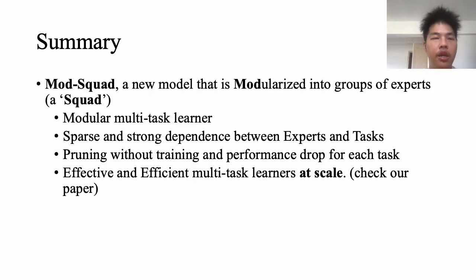So a quick summary: we propose a new modular multitask learner, and we show how to develop a sparse and strong dependence between experts and tasks. We also show how we do pruning without any performance drop by utilizing this property, and we also demonstrate it is efficient at multitask learning at scale. Please check our paper for further details.